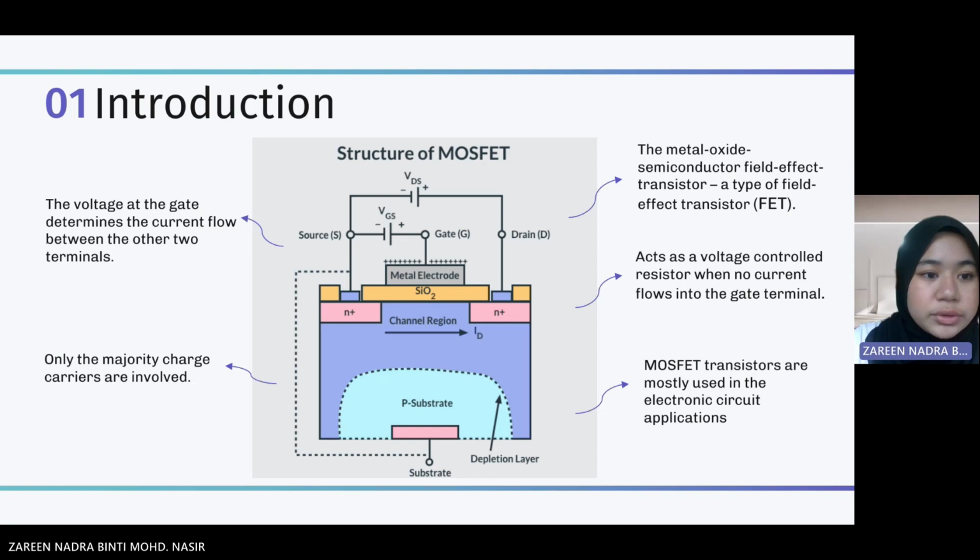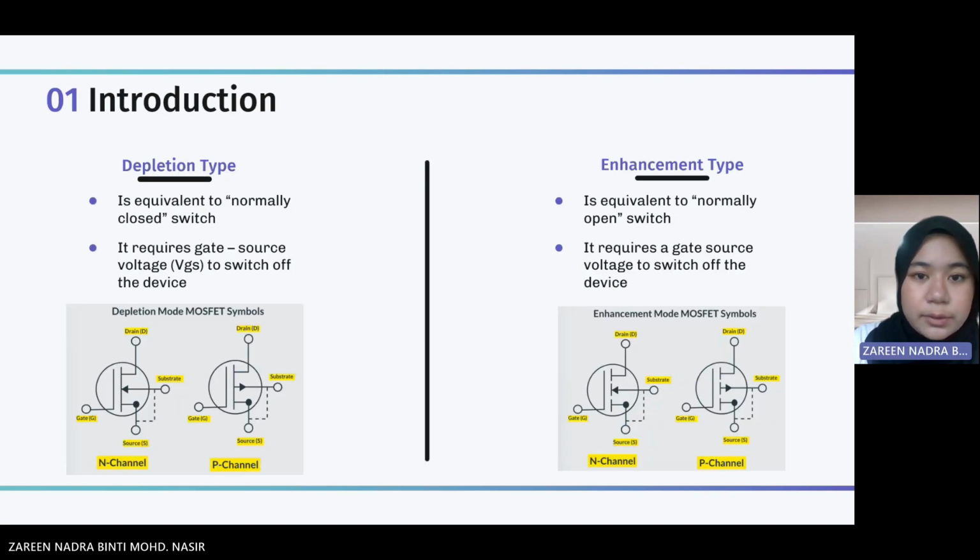The voltage at the gate determines the current flow between the source and the drain. The difference between the BJT and FET is that in a BJT, both minority and majority charge carriers are involved, but in the FET, only majority charge carriers are involved, whether positive or negative. MOSFET transistors are mostly used in circuit applications.